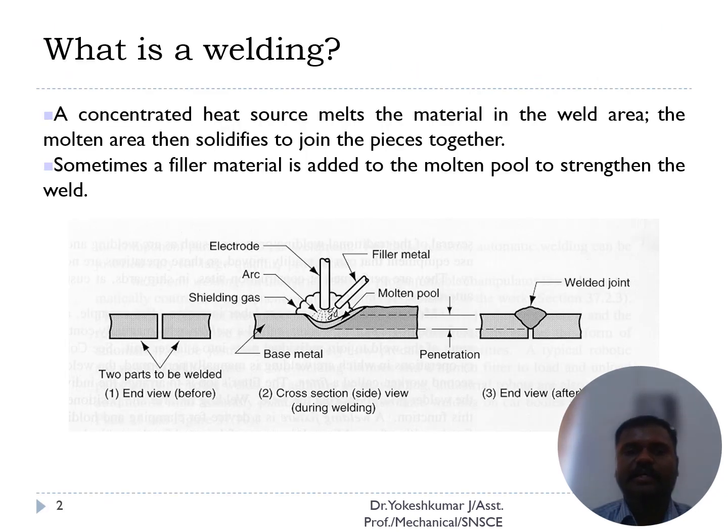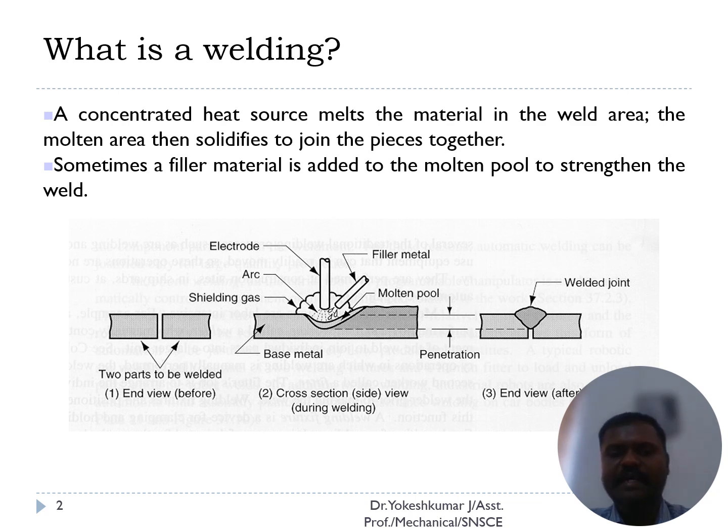So coming to this, what is welding? Welding is the process of joining two similar or dissimilar metals by the application of heat or pressure, or both, or by the application of heat alone or pressure alone. This is called a welding process.